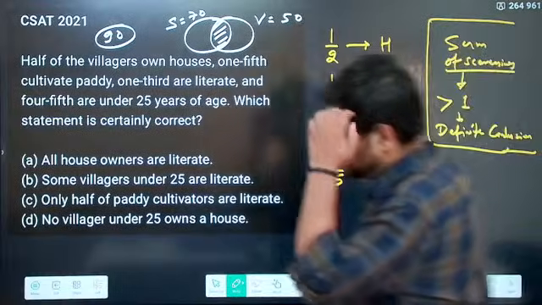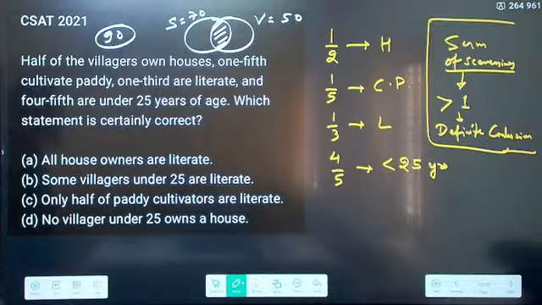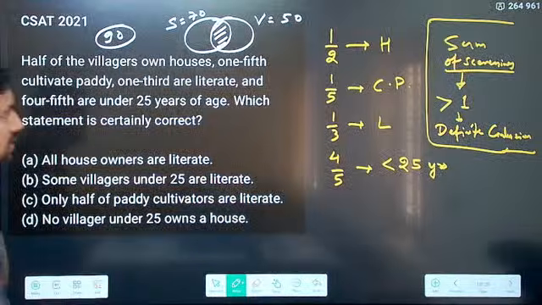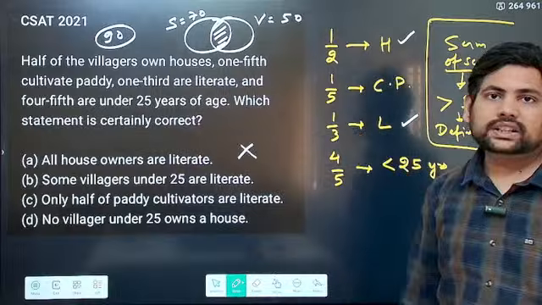Now, if you read the statements, first, all house owners are literate. So this is house owners, this is literate. Is the sum crossing 1? No. You will not get a definite conclusion.